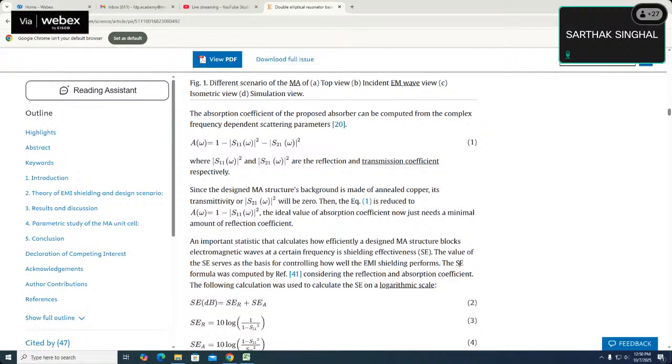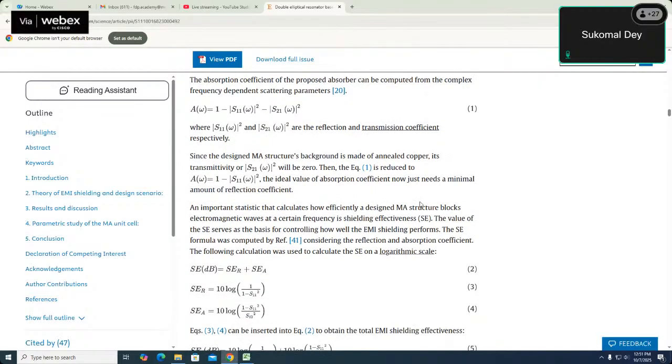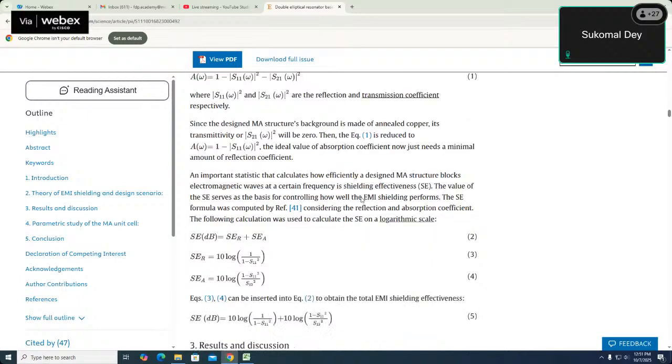Just below equation 1, the absorption is given by 1 minus S11 squared. If this S11 is 0, then the absorption will be 1. Okay, in that sense, correct. Your shielding effectiveness has to be identical to the absorptivity, right? Absorptivity, true. In log scale, yes, correct. True, true.